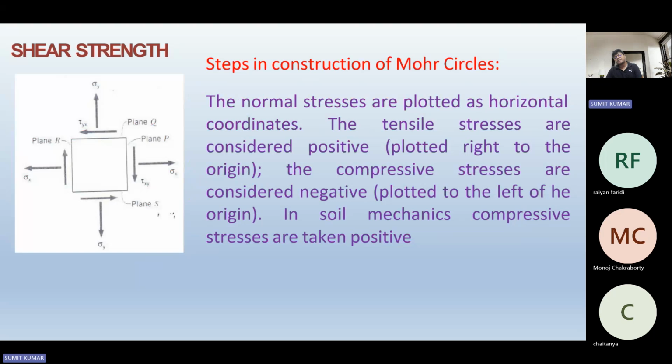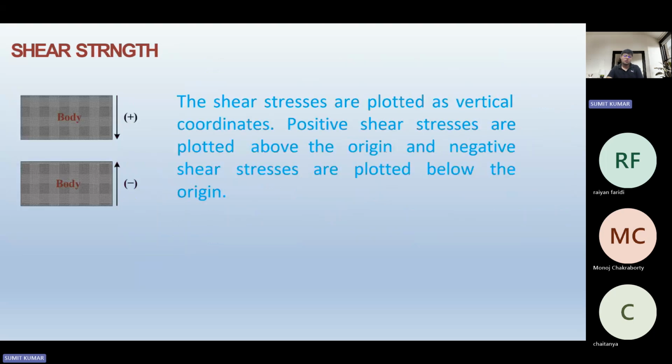The compressive stresses are considered negative, plotted to the left of the origin. In soil mechanics, the compressive stresses are taken as positive. Now, over here, the shear stresses are plotted as vertical coordinates. Positive shear stresses are plotted above the origin and negative shear stresses are plotted below the origin.